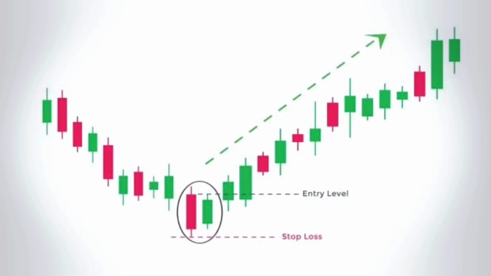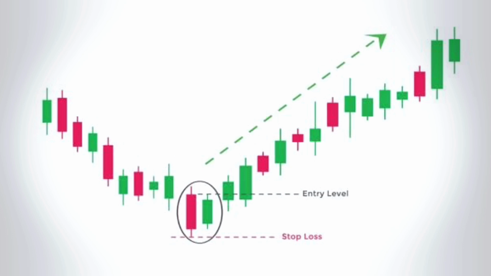Enter a long position after the second candle closes, especially if the second candle is a strong bullish candle. The confirmation from the small bullish candle suggests that buying momentum is starting to increase. Place a stop loss below the low of the second candle or below the most recent support level, protecting your position in case the market does not follow through with the reversal.